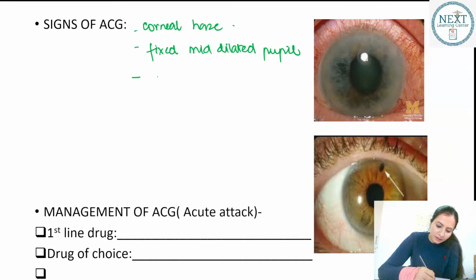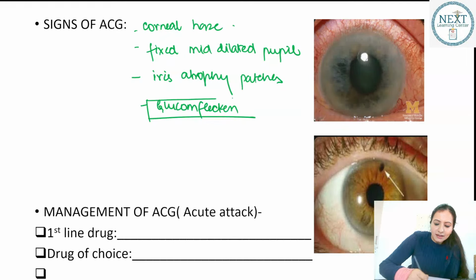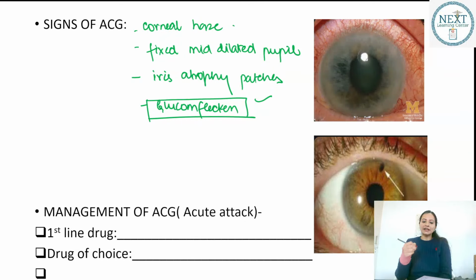Then there will be patches of iris atrophy, and there will be glaukomflecken. What is glaukomflecken? It is the cataract that occurs because of angle closure, from repeated attacks of angle closure.